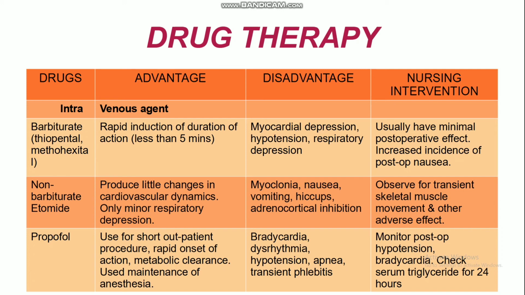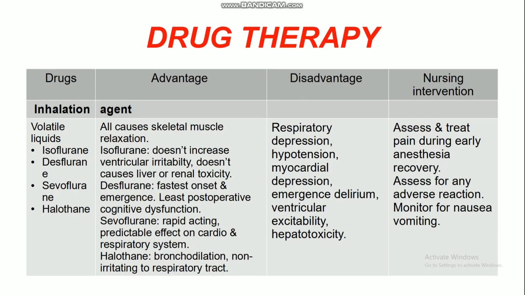for 24 hours. Then the drug therapy is the inhalational agents, the volatile liquids isoflurane, desflurane, sevoflurane, and halothane. They all cause skeletal muscle relaxation. Isoflurane does not increase ventricular irritability, and desflurane has the fastest onset and emergence. Sevoflurane is rapid acting with predictable effect on the cardiac and respiratory systems. Halothane has a bronchodilation effect and is non-irritating to the respiratory tract, and it can be used in COPD patients.